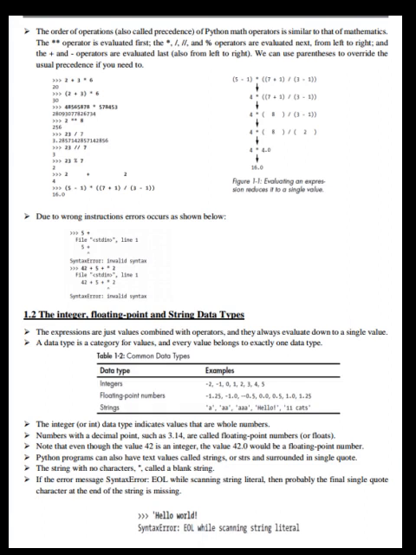Note that even though the value 42 is an integer, the value 42.0 would be a floating point number. Python programs can also have text values called strings or strs, surrounded in single quotes. The string with no characters, two single quotes, is called a blank string. If you get the error message SyntaxError: EOL while scanning string literal, then probably the final single quote character at the end of the string is missing. See here.